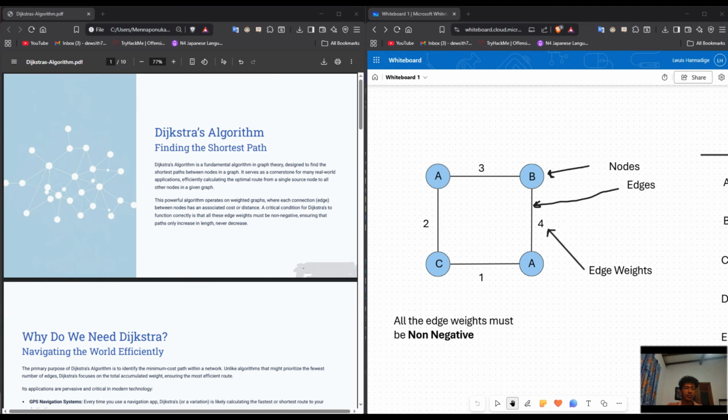So today our key objectives are to understand what Dijkstra's algorithm does, learn how it works step by step, see real world applications, and understand its limitations. So why do we need Dijkstra's algorithm?